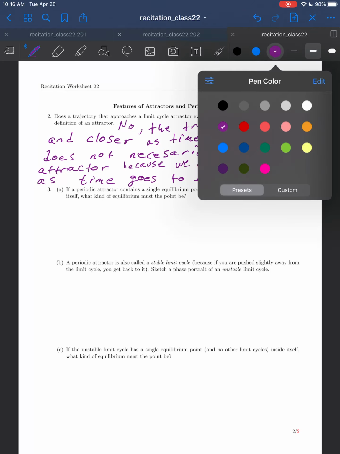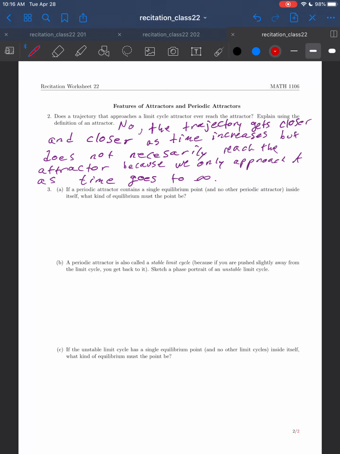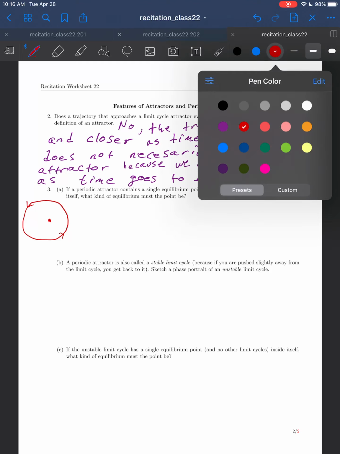Okay, so now we're going to say we have a periodic attractor and there's a single equilibrium point inside. This is what we mean by contains a single equilibrium point. So we have a point and we have some sort of periodic attractor. Let's say it loops like this. What kind of equilibrium point must we have?